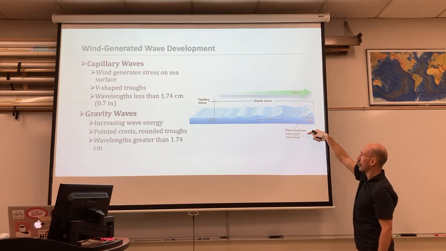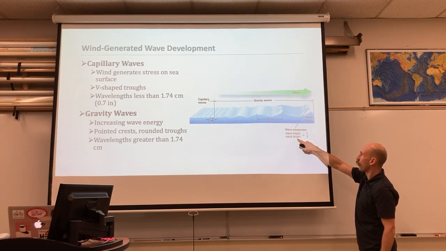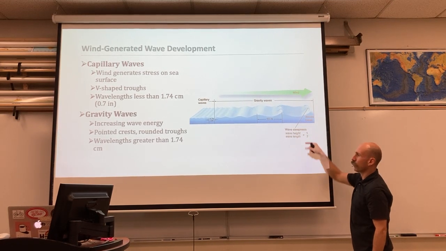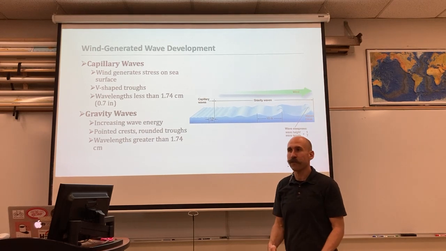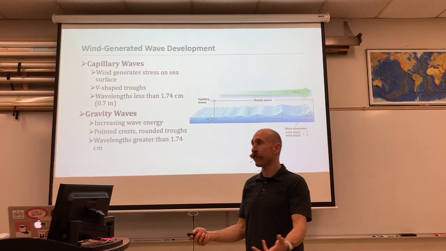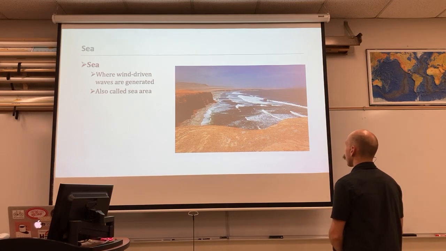The wave height over the wavelength is greater than 1/7. And so this gives us different properties to what the waves are doing at sea.